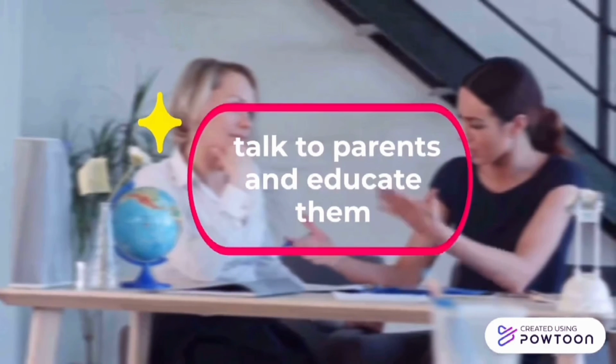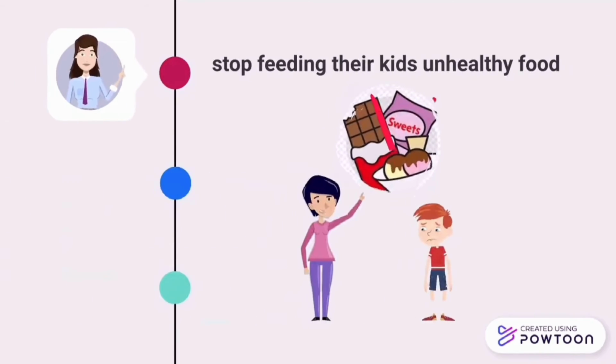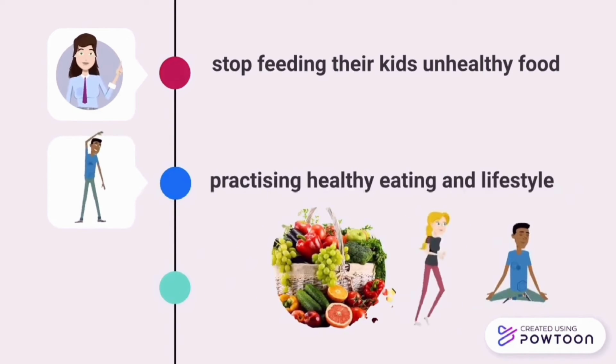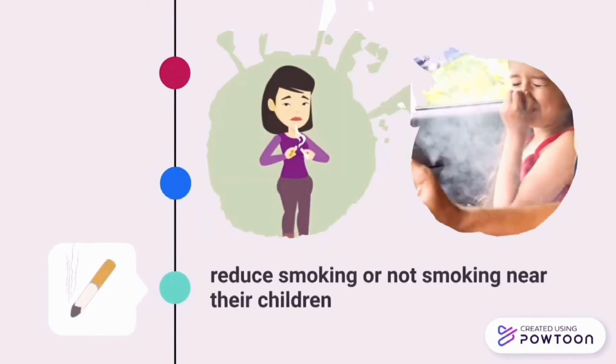Second, nutritionists should talk to parents. We need to educate parents to stop feeding their kids unhealthy food that can cause dental caries. The parents should practice healthy eating and lifestyle in order for their children to follow their steps, thus helping reduce the dental caries problem. Nutritionists also should advise parents to reduce smoking or not smoke near their children, because secondhand smoke can make their children more prone to dental caries.